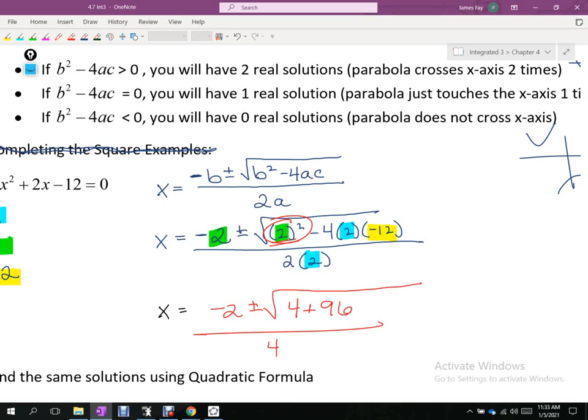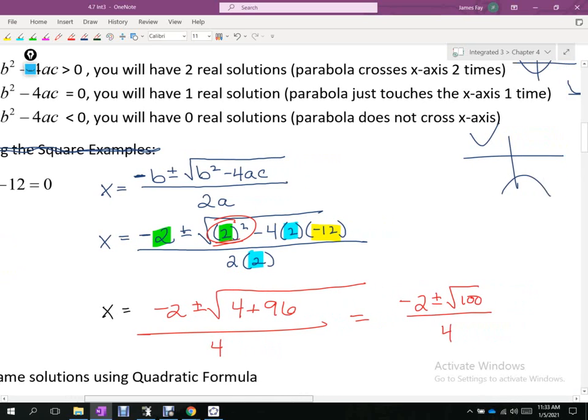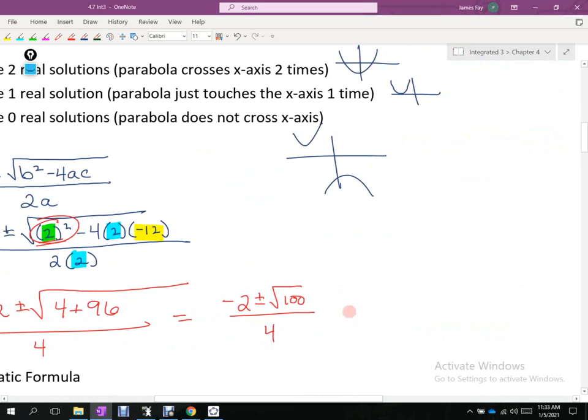Now we're going to try to evaluate this. I've got -2 plus or minus, and what does this turn into? What's 4 plus 96? 100, all over 4 then. And we can keep simplifying. What's the square root of 100? 10. So we've got -2 plus or minus 10 over 4.